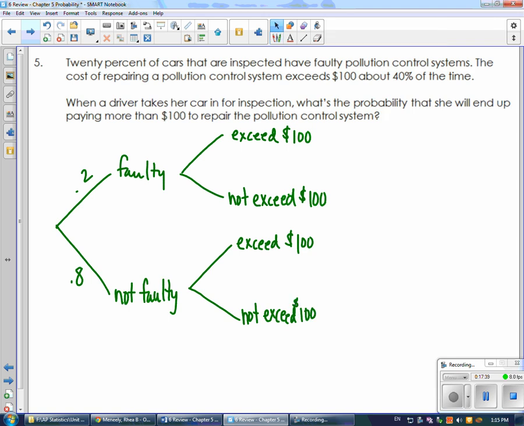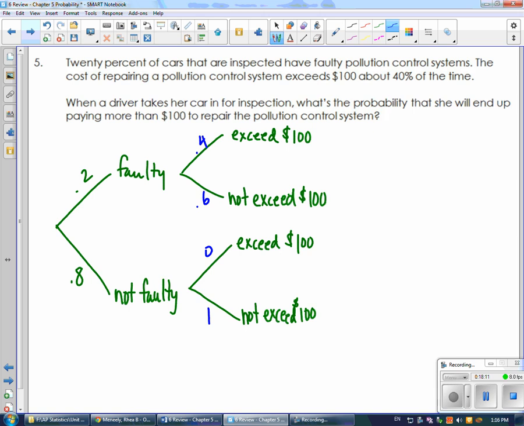All right, and so then I want to put the probabilities in here. So we know that the cost of repairing a pollution control system exceeds $100 about 40% of the time. So if it's faulty, I know that 40% of the time it's going to exceed $100, 60% of the time it won't. If it's not faulty, then the probability of the cost of repairs exceeding $100 is 0. Because if it's not faulty, there's nothing to fix. And so that means 100% of the time the cost of repairs will not exceed $100.